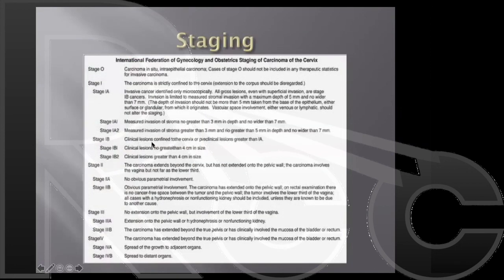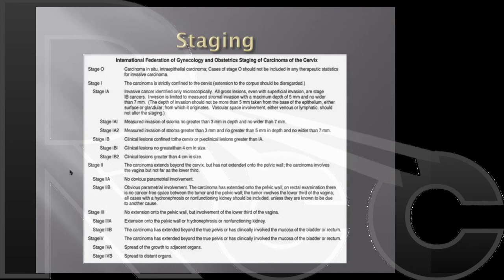FIGO stage here, and I think most of you have looked at this. We define locally advanced as between a 1B2, which is clinical lesions over 4 centimeters in size, and really any stage 2B and beyond where there's parametrial involvement. This definition allows us to determine which patients could have curative surgery and which patients should have definitive radiation or chemoradiation.